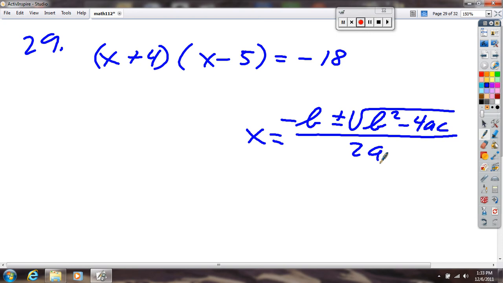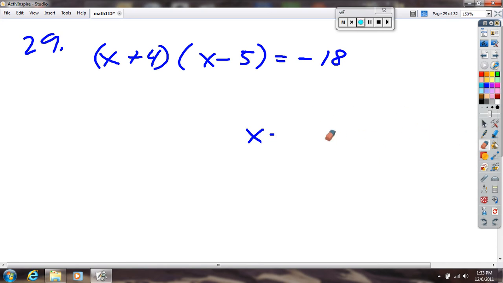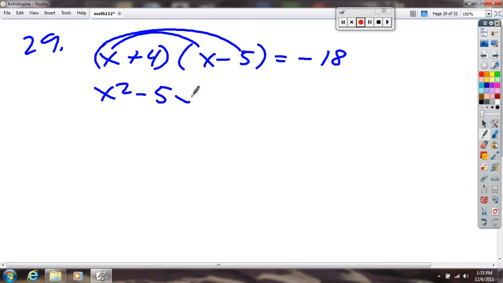I'm going to erase it. Well, we'll try to, because it's in my way. Okay, now what do we do? Well, 1, we have to get rid of this. So I have to use FOIL. X times x is x squared. X times 5 is a negative 5x. 4 times x is 4x. And 4 times 5 is a negative 20.